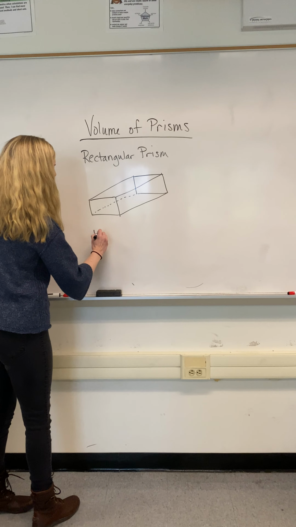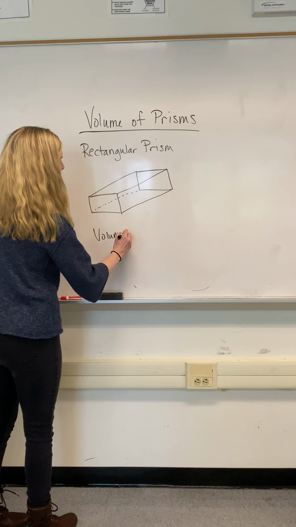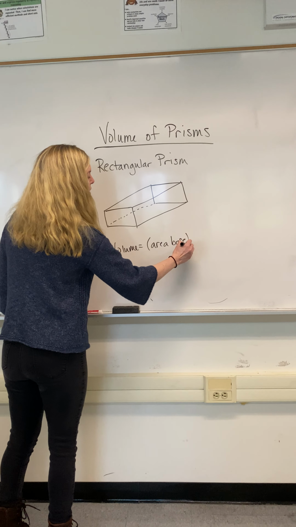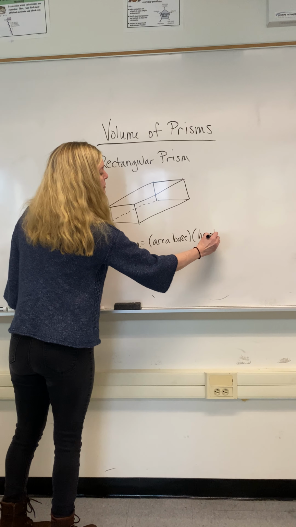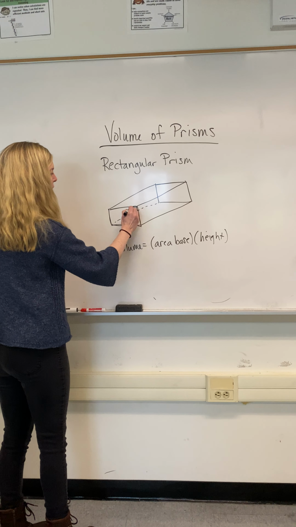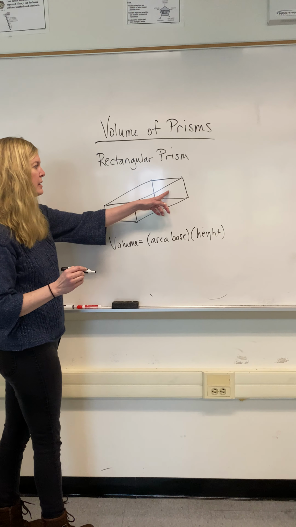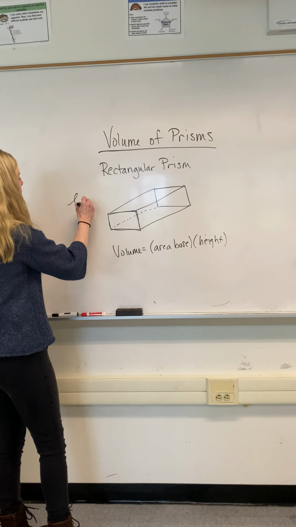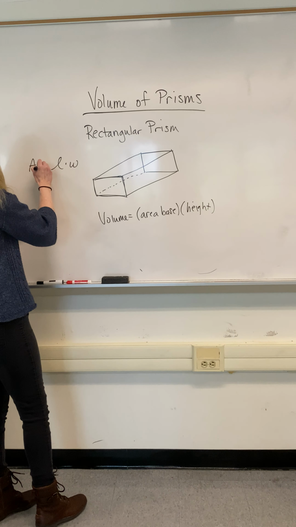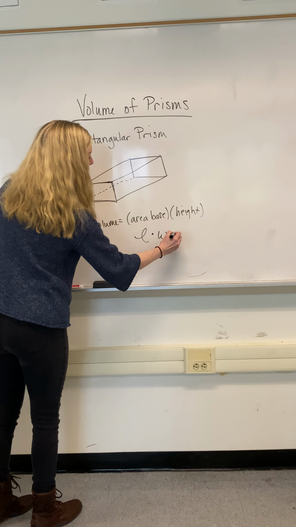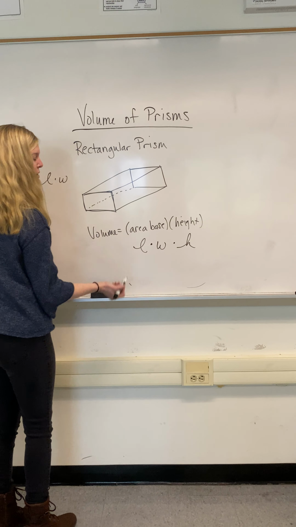In order to get the volume of a rectangular prism, it's the area of the base times the height of the prism. Well, the area of our base is a rectangle. This is a base and that's the base. So how do you get the area of a rectangle? It's length times width. So this would be length times width times the height of the actual prism.